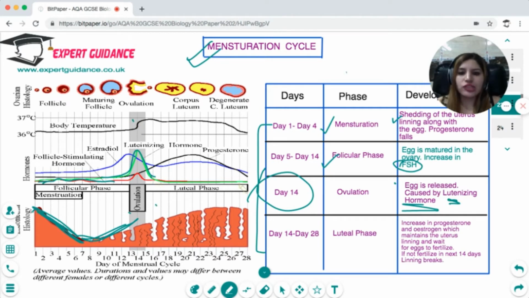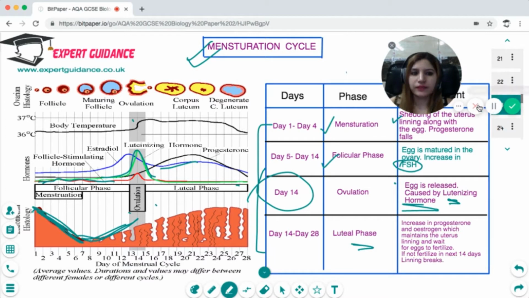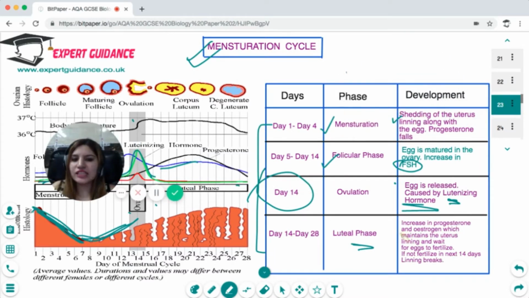Now, after day 14 to day 28, there's a luteal phase in which there's a sudden increase in the progesterone and the estrogen hormone. So there's an increase in progesterone and estrogen level, because progesterone and estrogen are responsible for maintaining the uterus lining. So they maintain the uterus lining, they make it thick so that it can support the fertilized egg and cause the pregnancy. But if between day 14 and day 28 the egg is not fertilized, then the level of progesterone suddenly falls, and it leads to the shedding of the uterus lining, causing menstruation, and it starts again with day 1 to day 4.